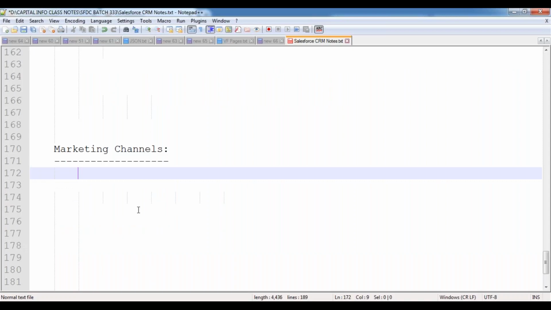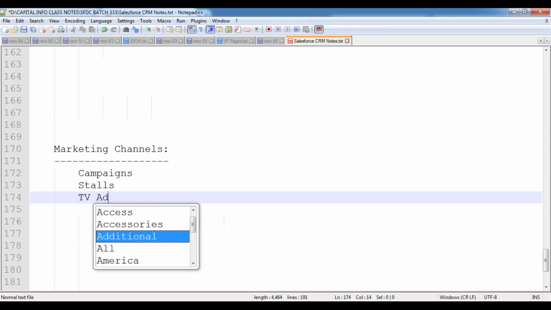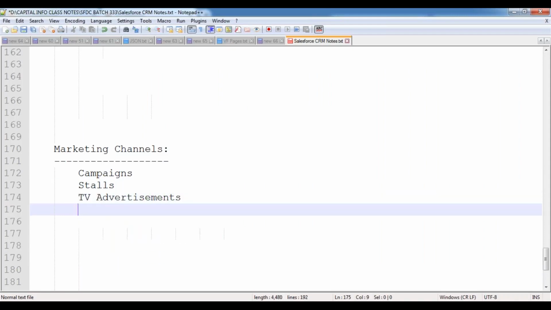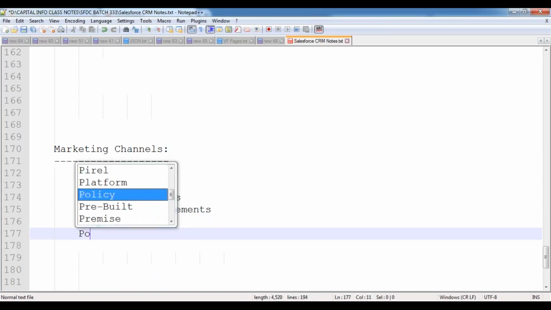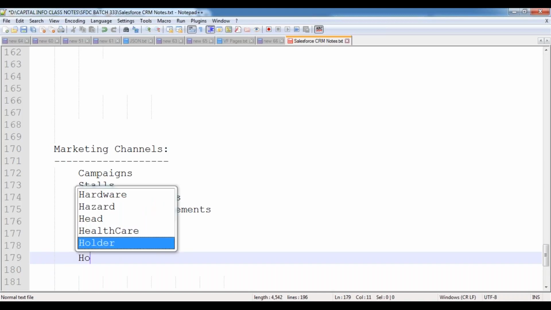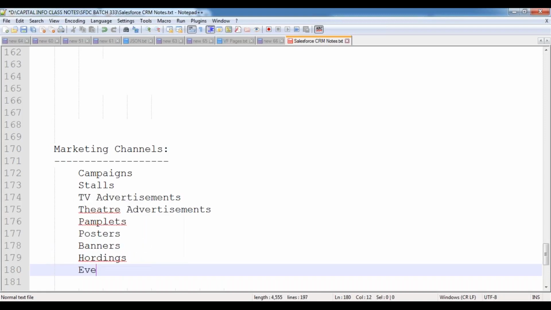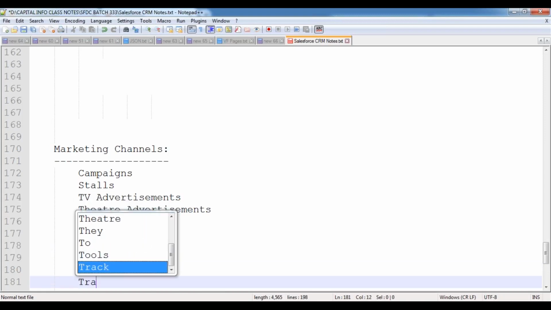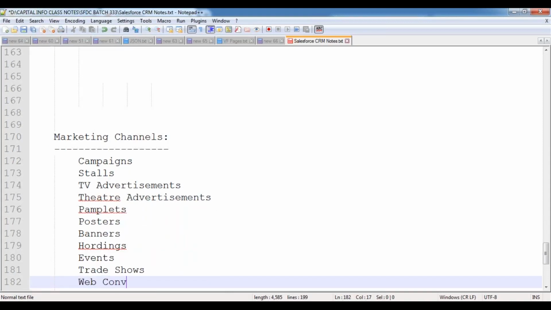As part of marketing channels, we can conduct some campaigns. We can conduct some stalls. We can go with TV advertisements, theater advertisements, pamphlets, posters, banners, hoardings, events, some trade shows, and some web conferences.